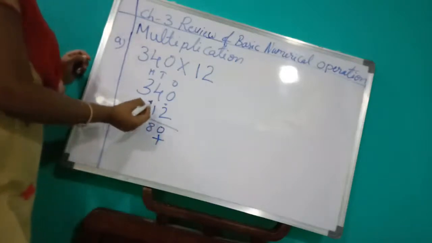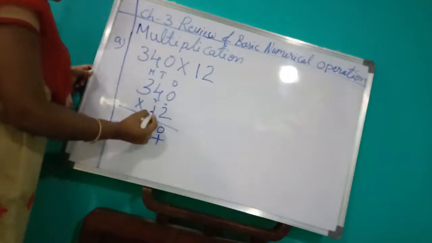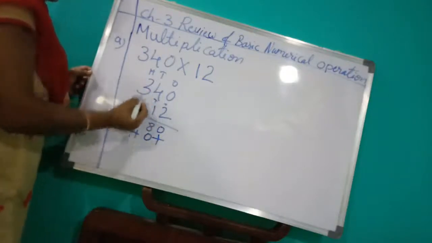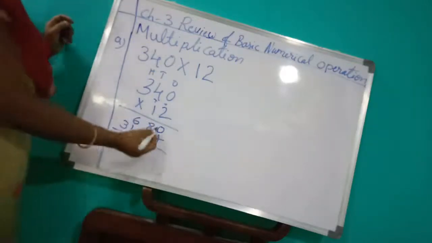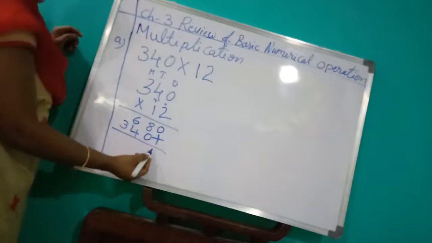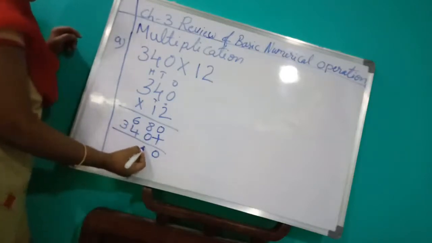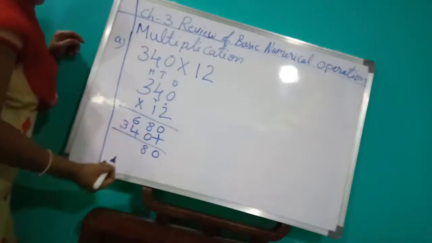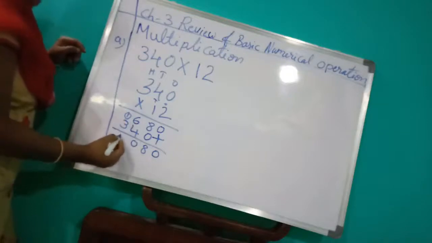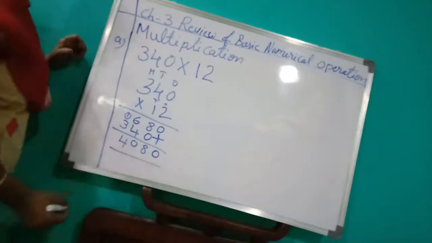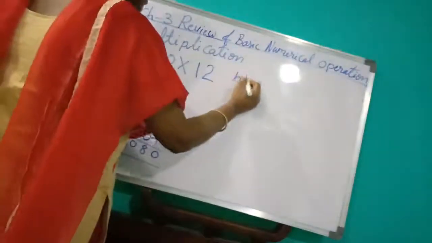Next, tens place, which number is here? 1. 1 zeros are 0. 1 fours are 4. 1 threes are 3. Again what you have to do, you should add these two numbers. 0 plus 0, any number is there? No, 0. 8 plus 0, 8. 6 plus 4, 10. 0 here, 1 carry forward. 3 plus 1, 4. 4080 is the answer. Understood? Next.